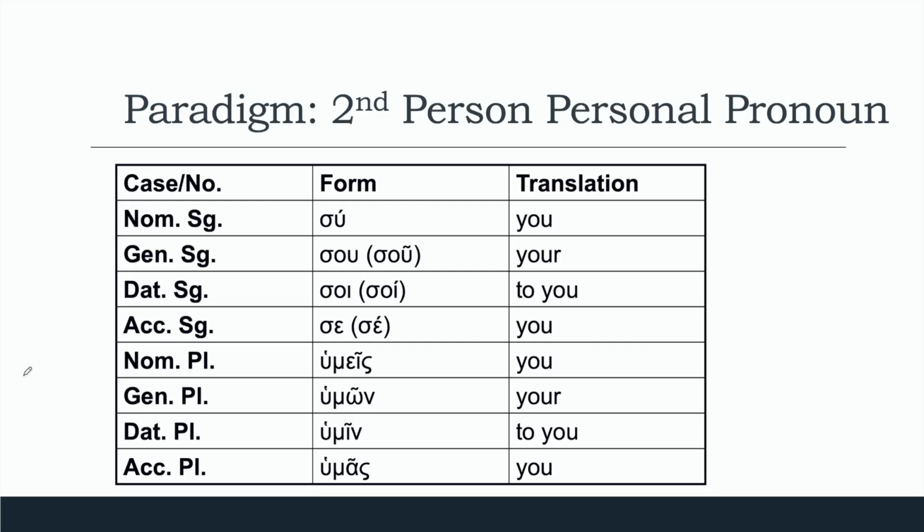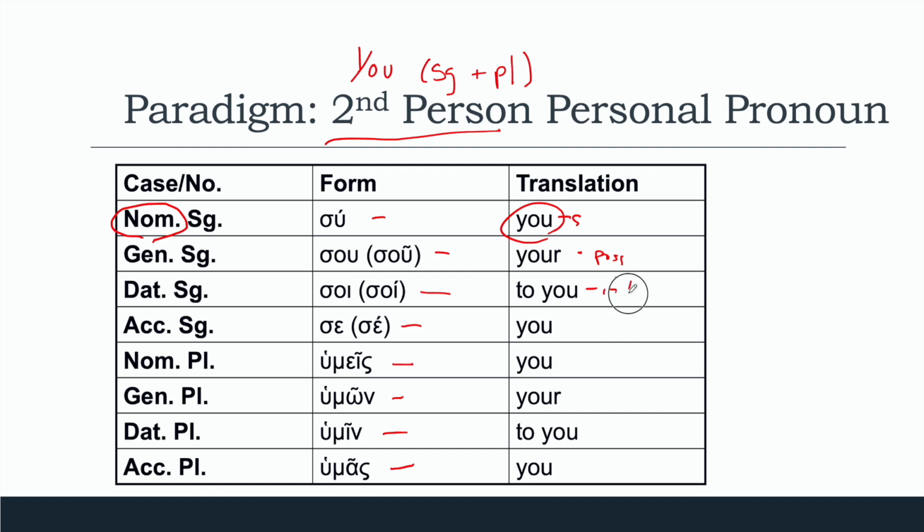Okay, this is the paradigm for the second person personal pronouns. So you, both singular and plural. Okay. Su, sou, se, humeis, humon, humin, humas. And it's you. Okay, and again, the same relations between the case and its function within the sentence. So subject, possession, indirect object, and direct object.